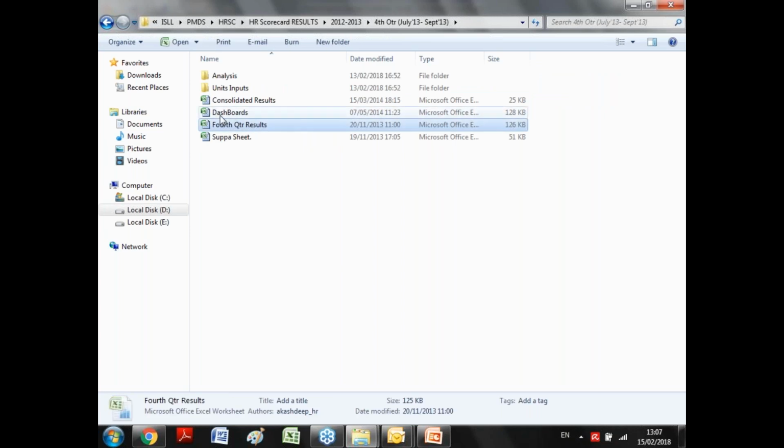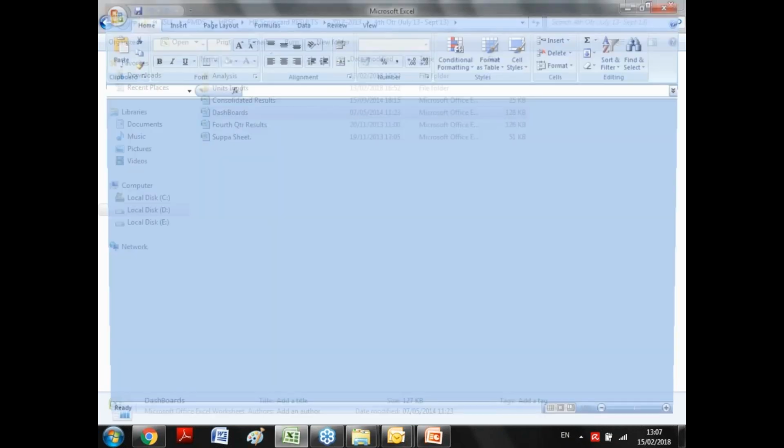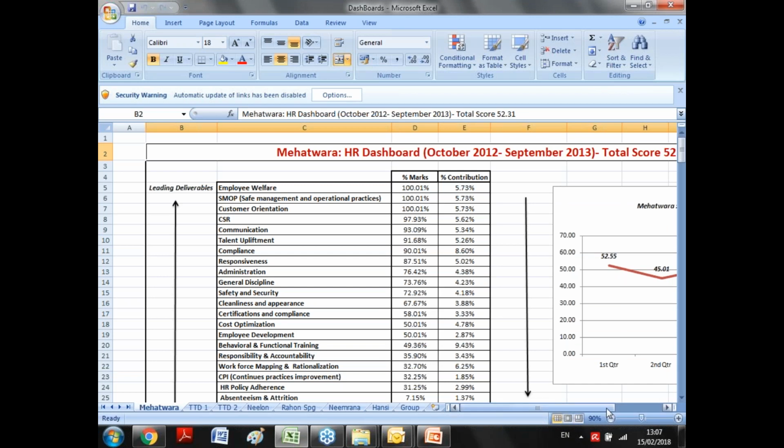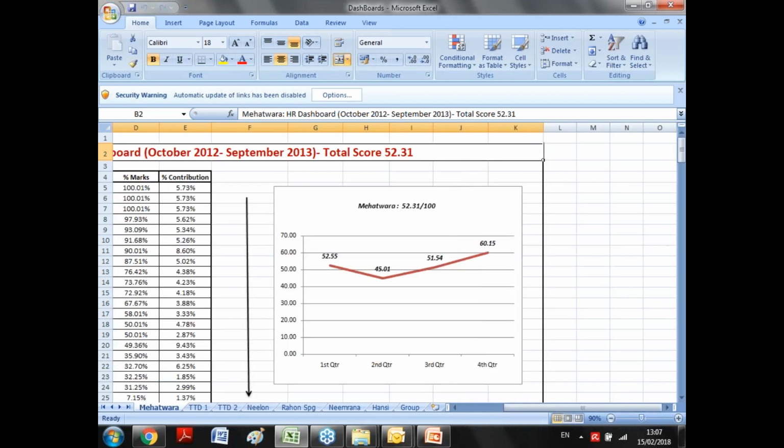I'll just show you the dashboards, the final results. For example, this is one unit. Quarterly, this plant has obtained 52.55% marks in the first quarter, 45% in the second quarter, 51.54 in the third quarter, and 60.15% in the fourth quarter evaluation of the balanced scorecard. The total scorecard was 52.31. This means that whatever targets were incorporated through the balanced scorecard, they achieved 52.31% of them in the period of 1 year.